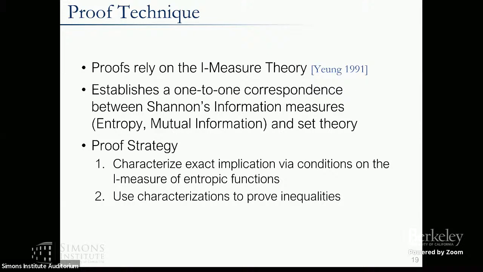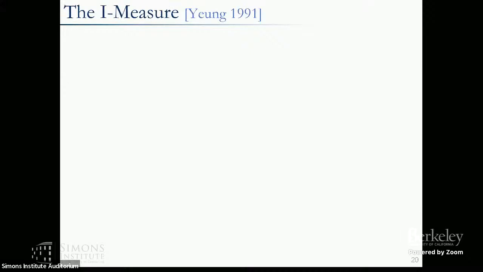Okay, so what is the technique we used for the proofs? For the proofs, we rely on what is called the I-measure theory. This is a theory that was developed by Raymond Yeung in the early 90s. What it does is establish a one-to-one correspondence between Shannon's information measures, such as entropy and mutual information, and set theory. And so the strategy of the proof is to first characterize exact implications by conditions on this measure of entropic functions, and then use this characterization to prove the inequalities. Okay, so in order to really explain the proof, I will have one slide on the I-measure.